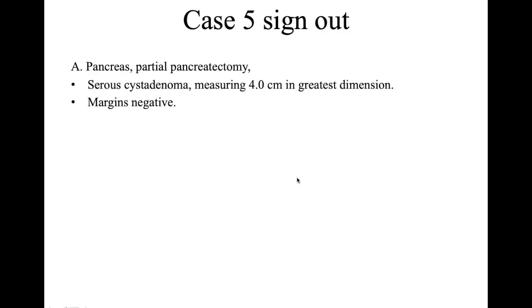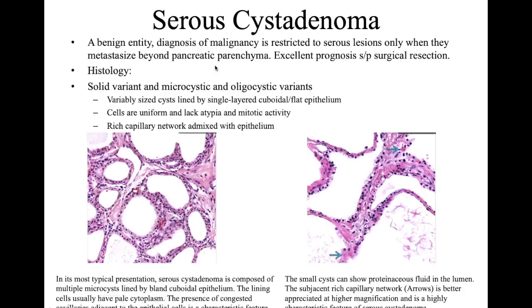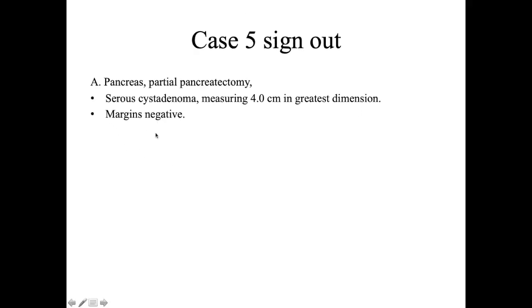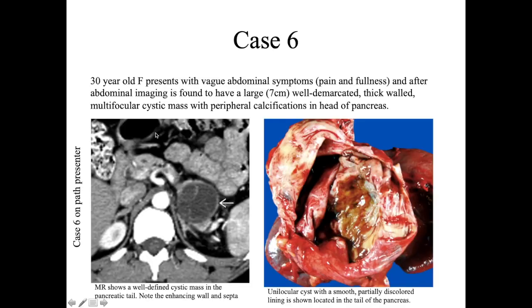So that brings us to our sign out. I don't think I've seen one of these cases yet, but I'm guessing, because it's not a carcinoma, it would be signed out as what tissue it is, what the procedure was, and then serous cystadenoma, measuring the size in greatest dimension, and talking about the margins. Margins are always important. And that brings us to our last case.